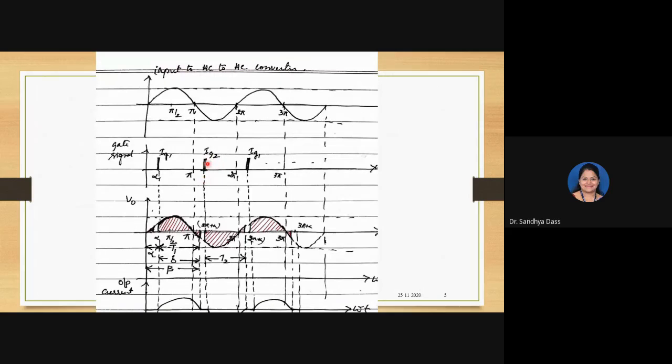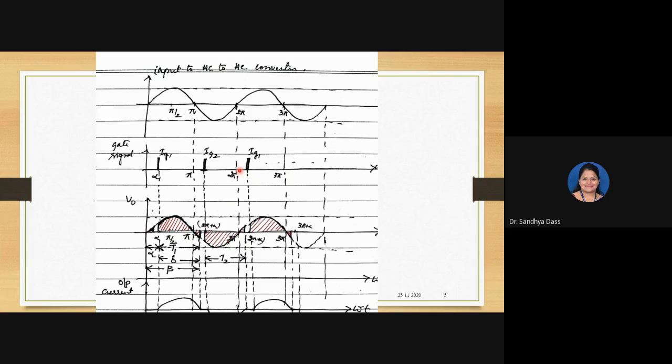Okay, sorry, I was here. So in the next positive cycle, you are giving a gate pulse to your thyristor T1. Here again it will be T2 in the negative cycle. So that continues. I have shown here three half cycles.